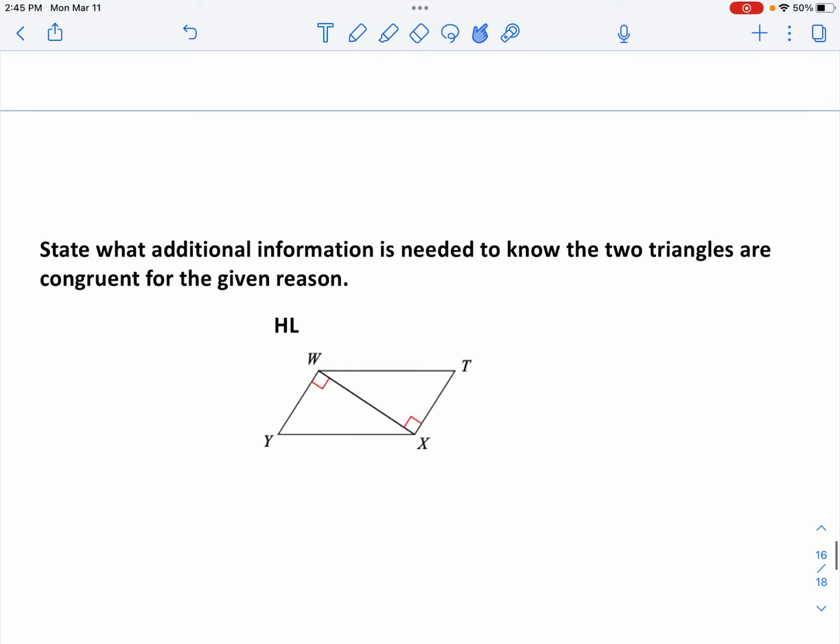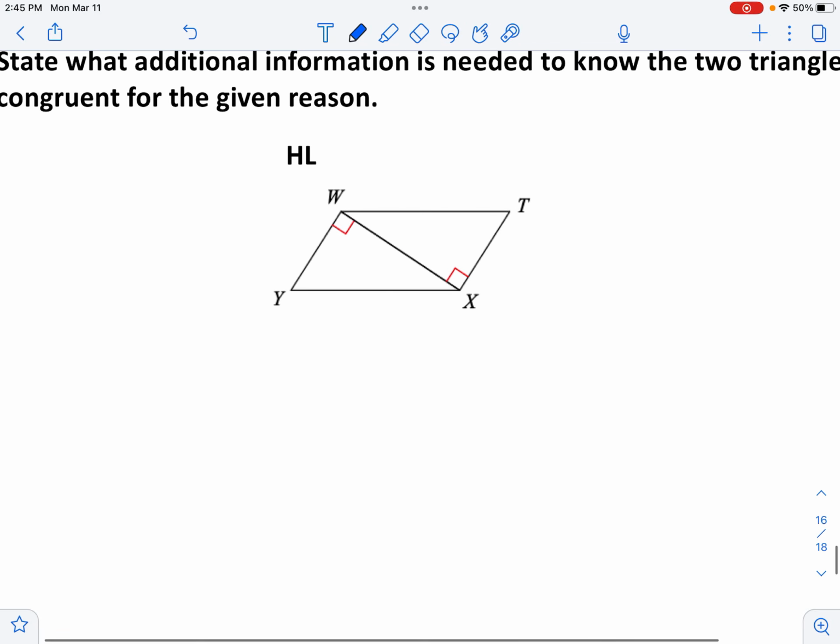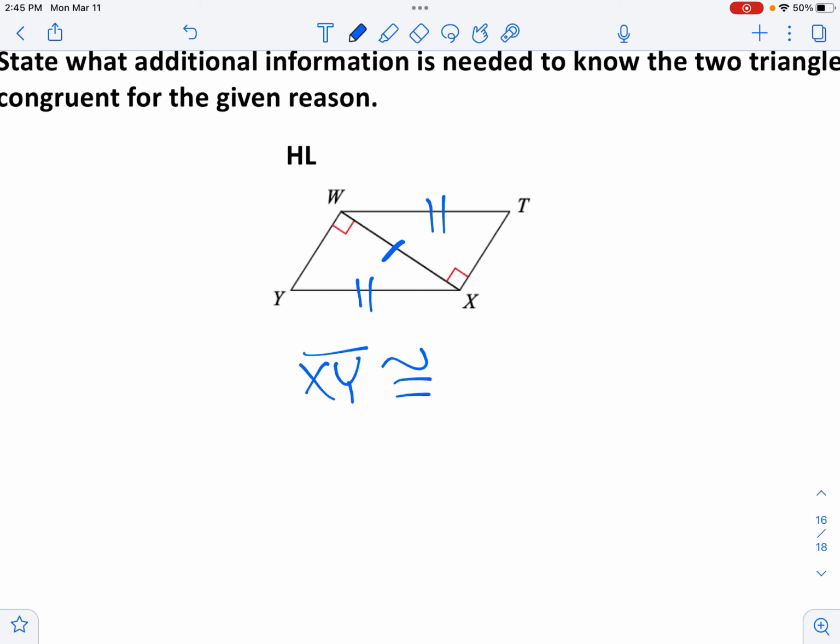Those are the shortcuts. Oh, here's another one. Let's do one more. Hypotenuse leg. So we see two right triangles. That's key. I need the hypotenuses to be the same. They currently are not. Right now I have a leg congruent. So I need the hypotenuses to be the same, which are always across from the 90-degree angle. So that would be XY would have to be congruent to WT.